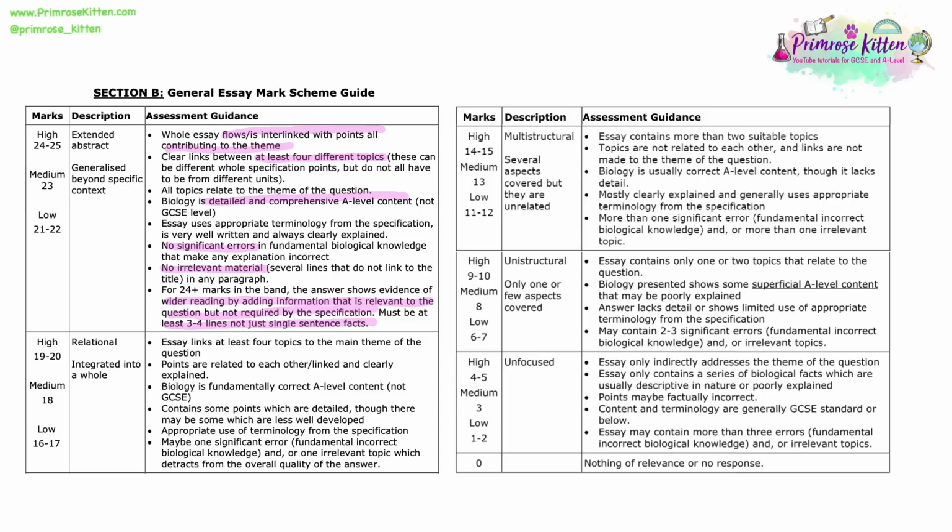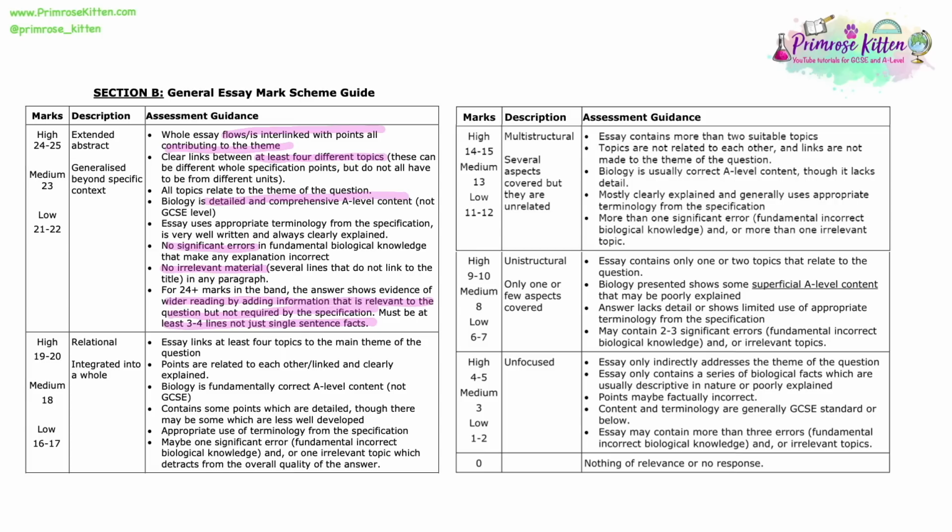And if you want to get 24 or 25 marks, then you need to have evidence of wider reading by adding information that is relevant to the question, but not required by the specification. So not one of the bullet points or incorporated into the specification from AQA. That means it can be from another exam board and still be A-level content. That's fine. It must be at least 3-4 lines and not just single sentence facts.